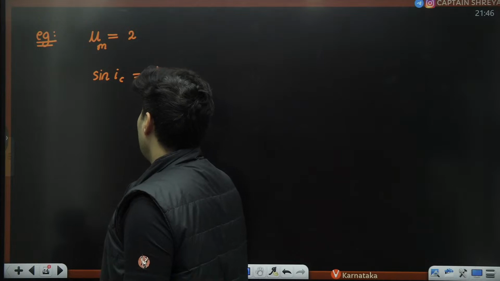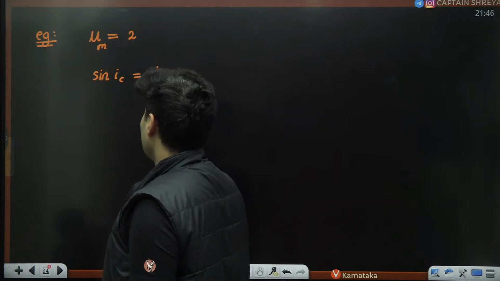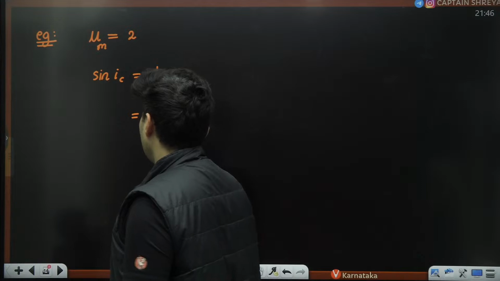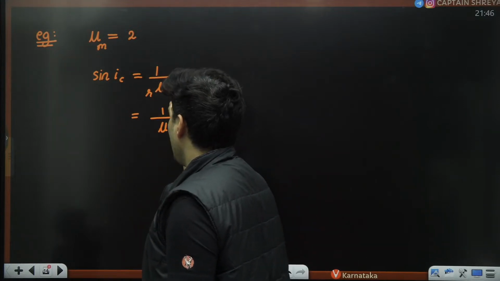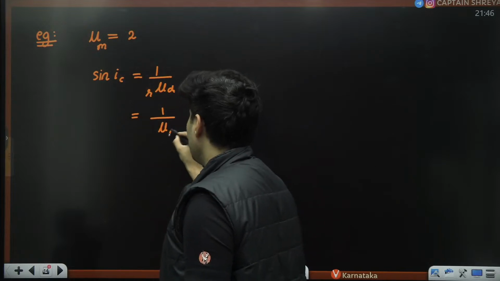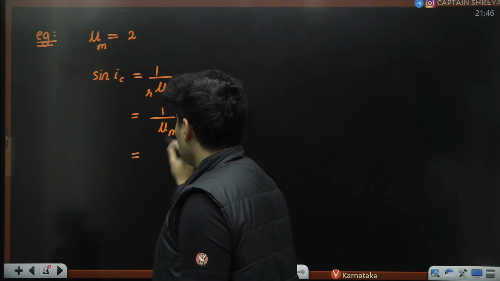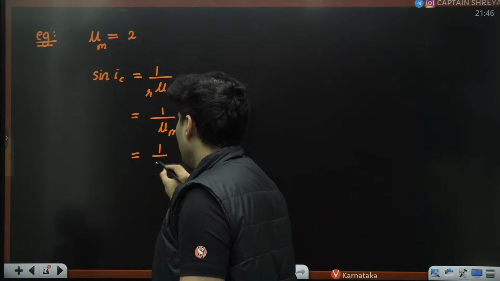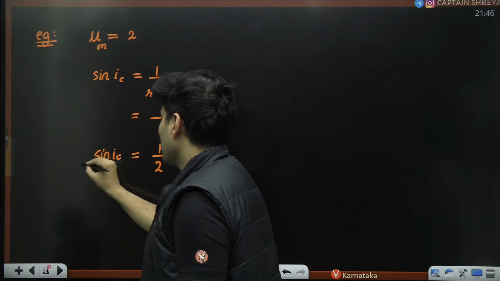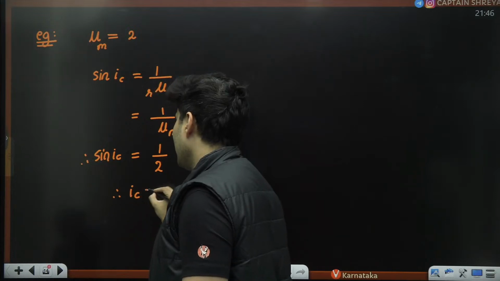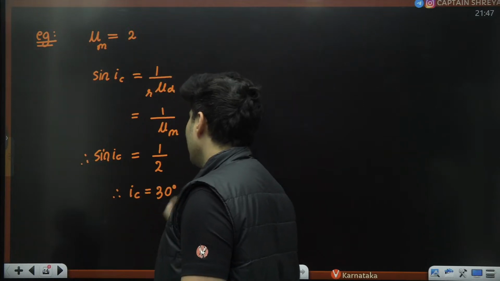Well, it is 1 by refractive index of dense medium with respect to rare. Here the rare medium is vacuum, and the dense medium is the medium itself. So this value is nothing but 2. So sine of that critical angle is 1 by 2. So therefore, what is that critical angle? The critical angle is 30 degree.